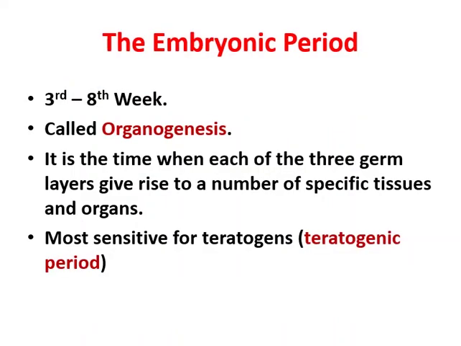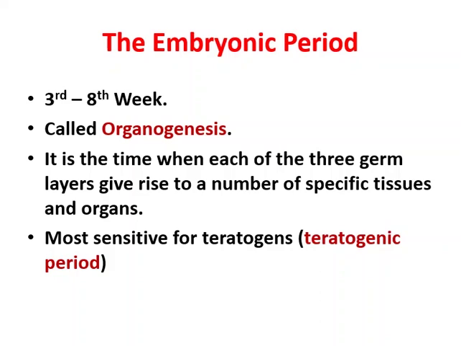Starting with the embryonic period, it is the period from the 3rd to 8th week of development. It is also called organogenesis because in this period the organs initiate formation and start to develop. Also, at this time, each of the 3 germ layers gives rise to a number of specific tissues, cells, and organs. The embryonic period is the most sensitive period to teratogens, and so it is called the teratogenic period.